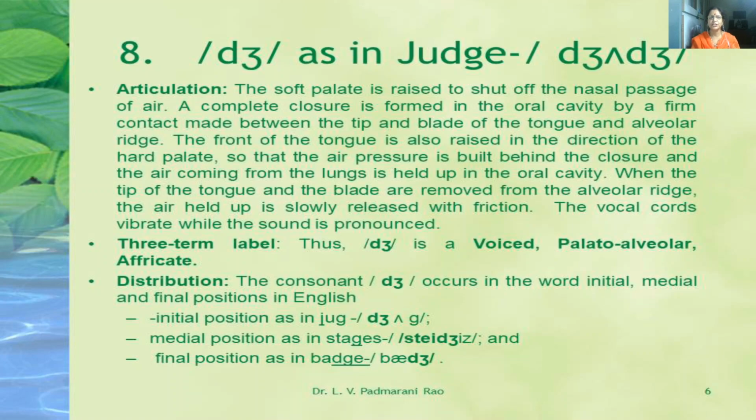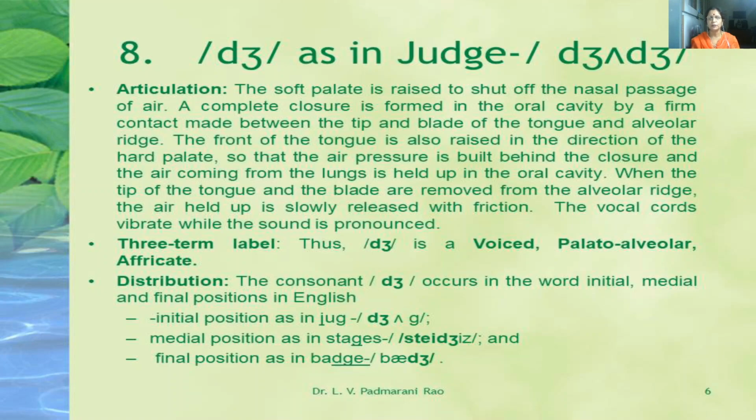J as in JUDGE, judge. Now for the production of j, it is exactly the same as ch, excepting that j is voiced, where the vocal cords vibrate. So the soft palate is raised to shut off the nasal passage of air. A complete closure is formed in the oral cavity by a firm contact that is made between the tip and blade of the tongue and the alveolar ridge.